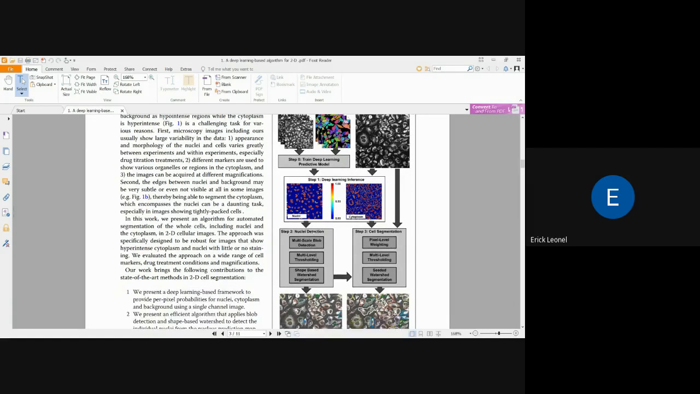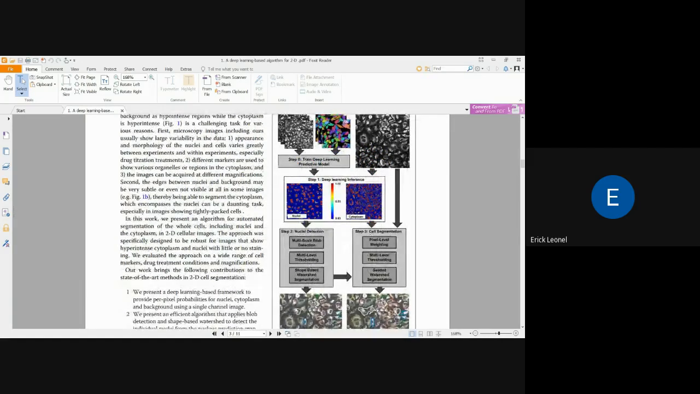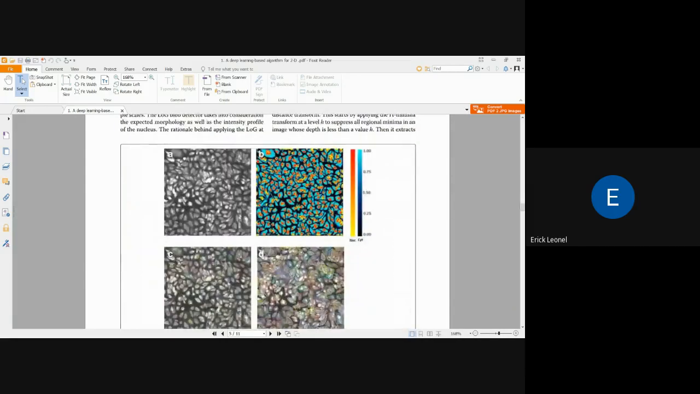On the other hand, given an unseen image to be segmented, the algorithm proceeds in three steps, as you see here. Step one, deep learning-based prediction of nuclei and cytoplasm. The unseen image is divided into patches that are used to create a probability map with a range of 0 to 1 for the nucleus, cytoplasm, and background. Here, figure 3b shows an example of nuclei in yellow and red, and cells in blue and cyan in the prediction map.